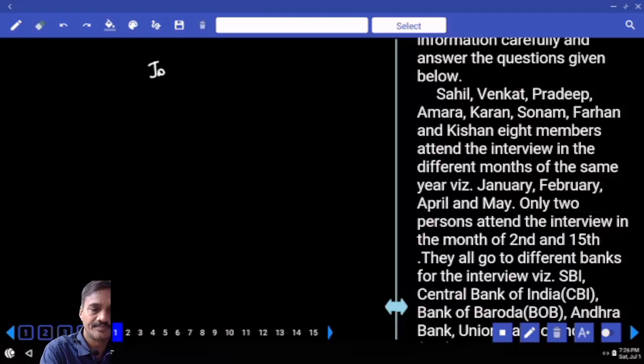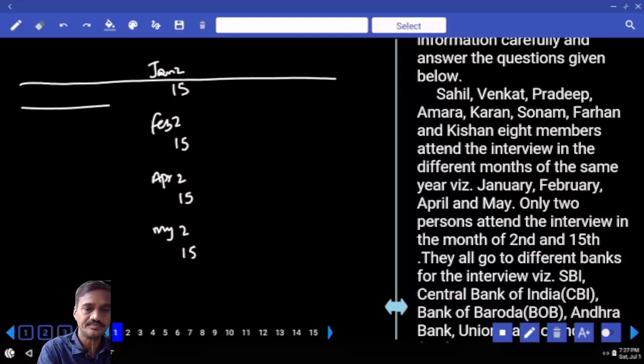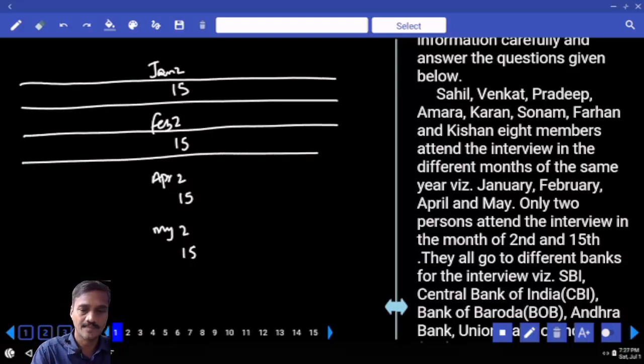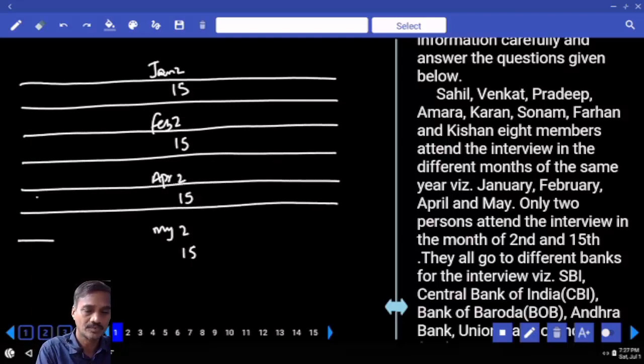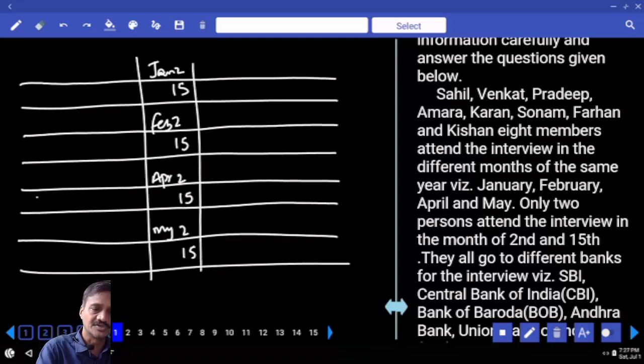Jan 2nd and Jan 15th. And next, Feb, April and May. Feb 2nd, Feb 15th and April 2nd, April 15th. And similarly May 2nd and May 15th. Then coming to condition number 1. Now in this condition number 1.